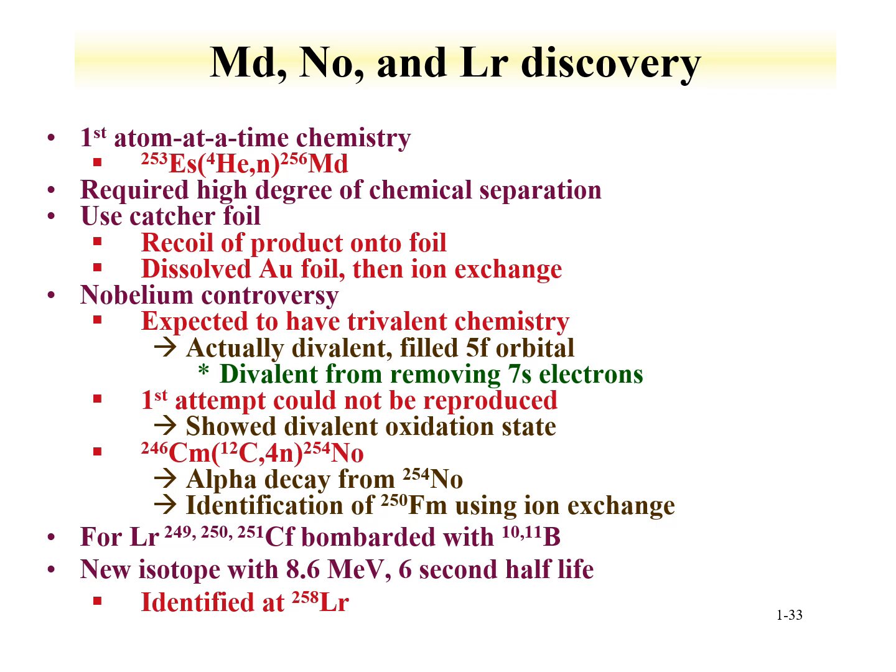The first attempt cannot be reproduced. The final eventual reaction was shown here, where curium-246 was bombarded with carbon-12, emitting 4 neutrons, to make this 254 isotope of nobelium. There was an alpha decay of nobelium. The fermium-250 progeny was identified by its alpha decay, thereby confirming the production of the nobelium-254.